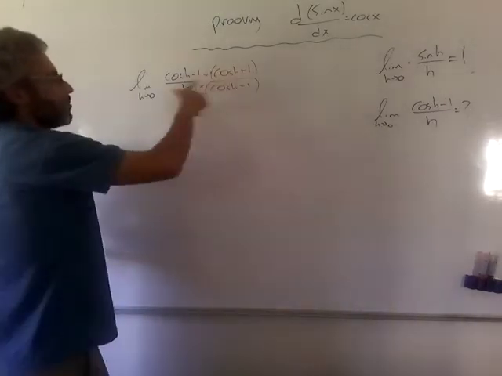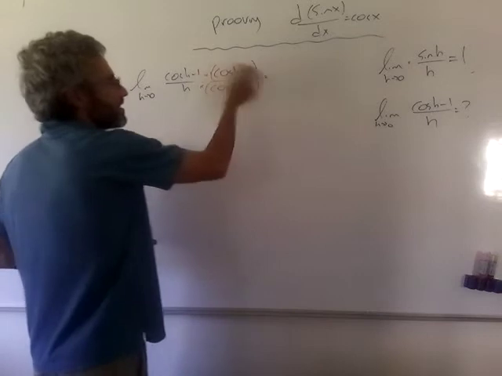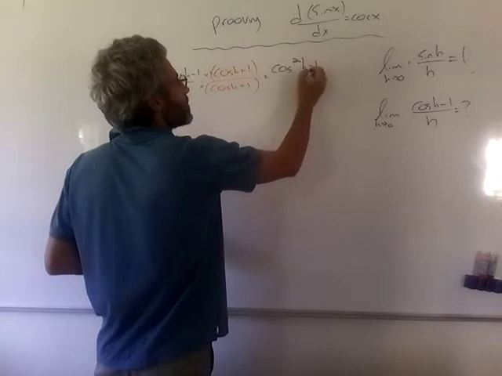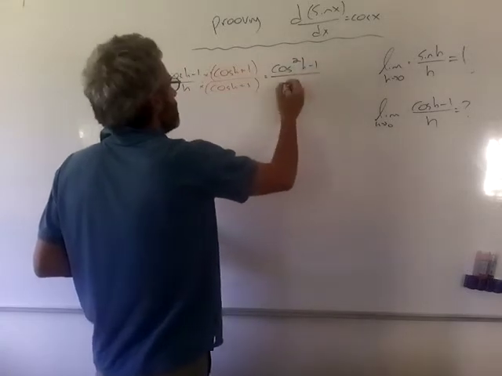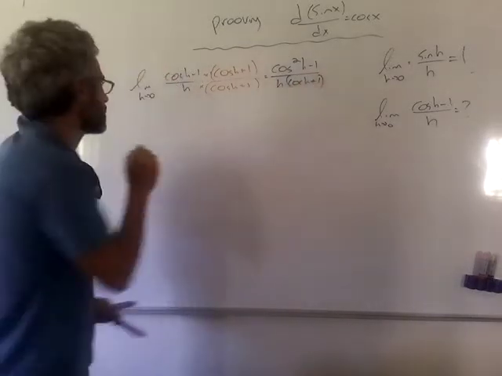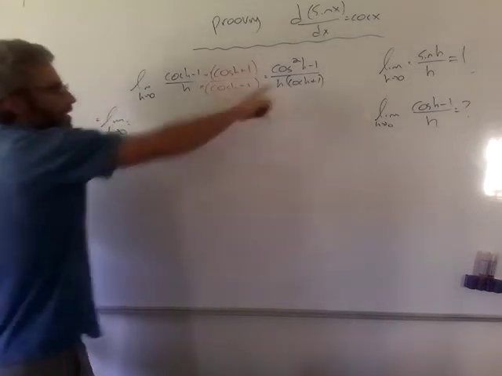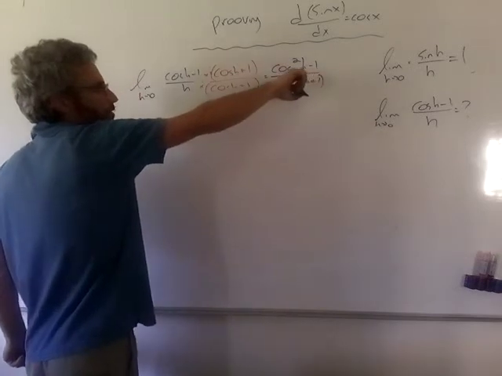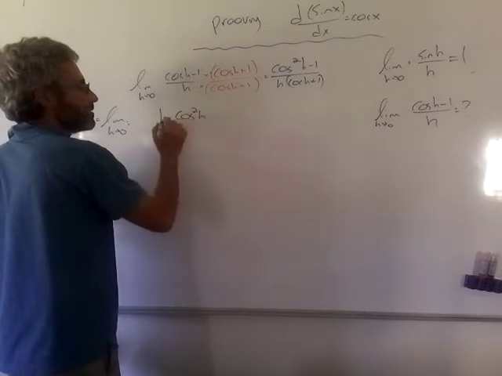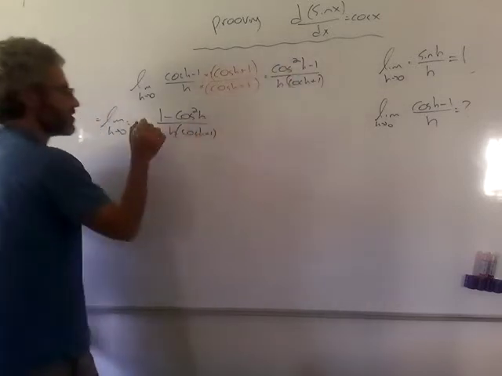Okay? But you can probably see what's happening here. Cosine h minus 1 times cosine h plus 1, that's the difference of squares, so it's going to be cosine squared h minus 1, divided by h times cosine h plus 1. Now let's play with that. I should have really written limits, h approaches 0. Let's write that, instead of cosine squared h minus 1, as 1 minus cosine squared h. I'll keep the denominator the same. But obviously, if I swapped it, I need to put a minus there.